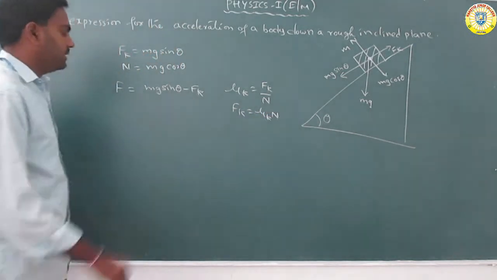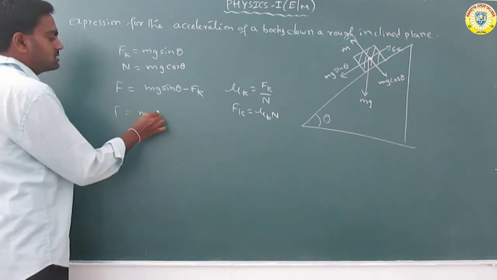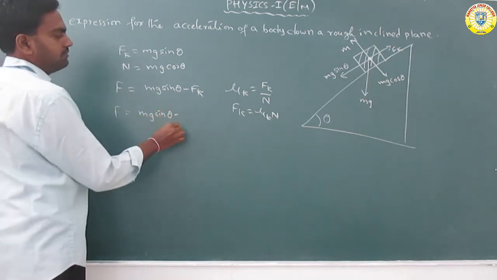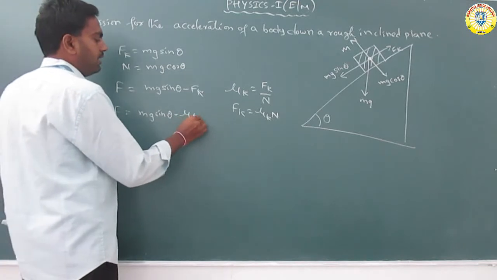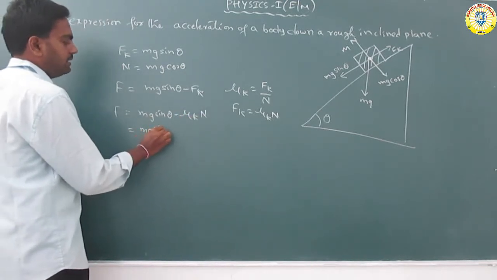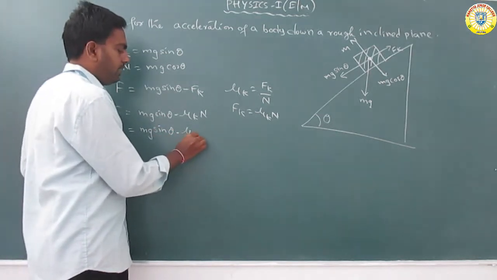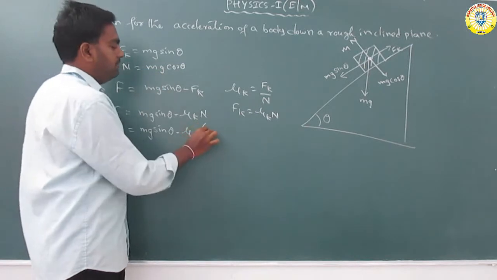Now substituting the equation, we get F is equal to mg sin theta minus Fk. Fk is equal to mu k into N. So F is equal to mg sin theta minus mu k into N, where N is equal to mg cos theta.